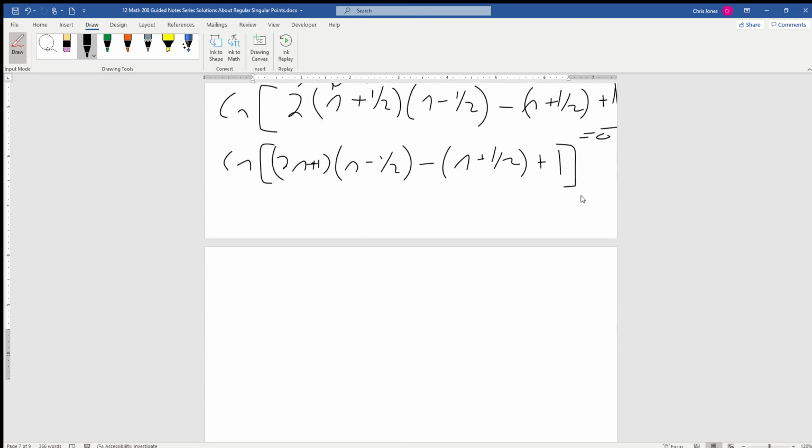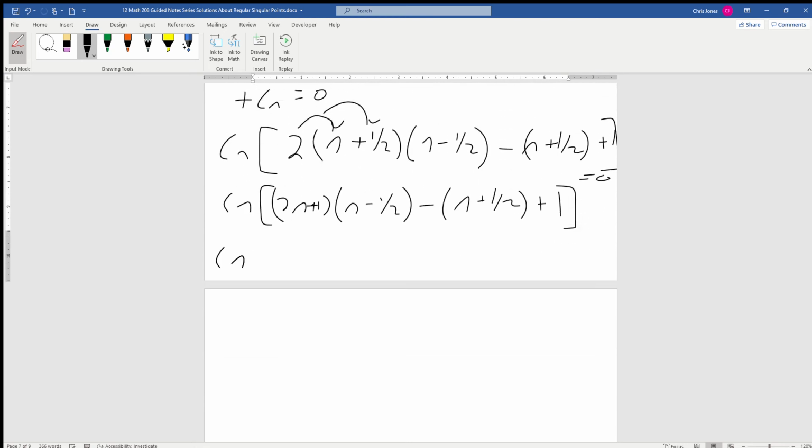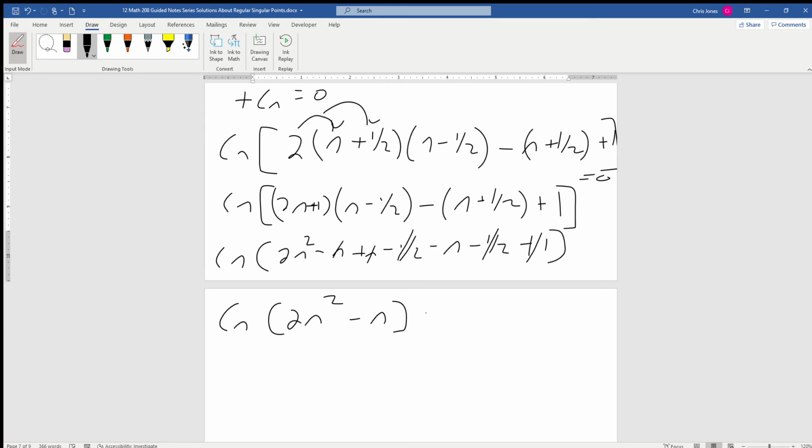All right, and almost there. So c sub n is going to be, just FOIL this out, 2n squared minus n plus n minus a half, minus n minus a half plus 1. Some good news: negative half and 1, minus n plus n, so that's going to go away. So what do we get? We get 2n squared, and it looks like we're going to have a minus n is equal to 0.